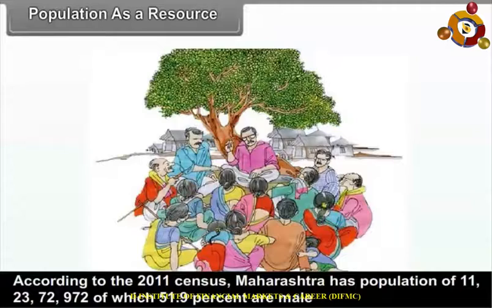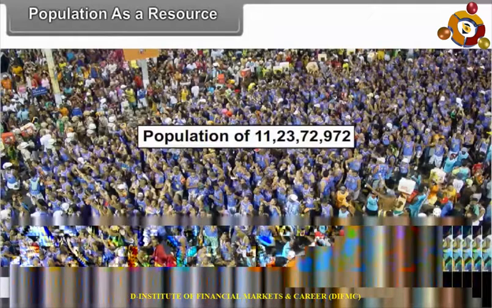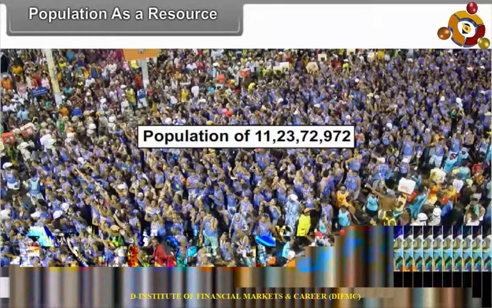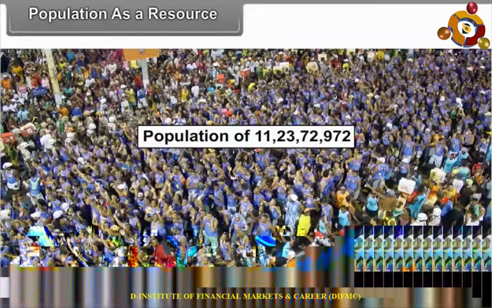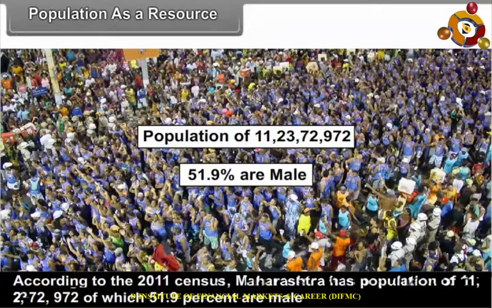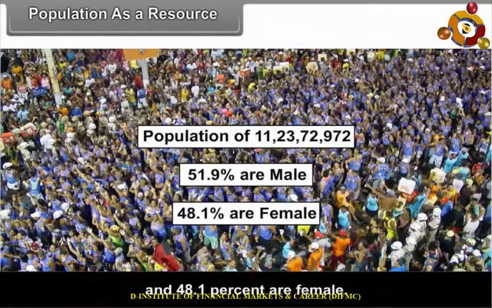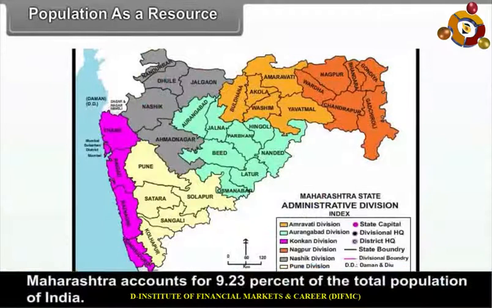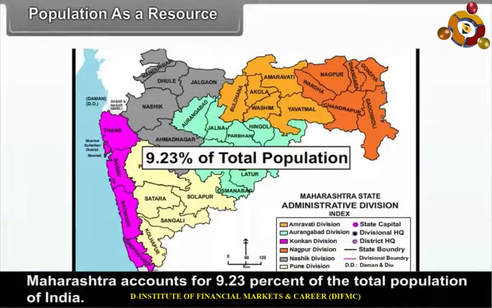According to the 2011 census, Maharashtra has a population of 11 crores 23 lakhs 72,972, of which 51.9% are male and 48.1% are female. Maharashtra accounts for 9.23% of the total population of India.